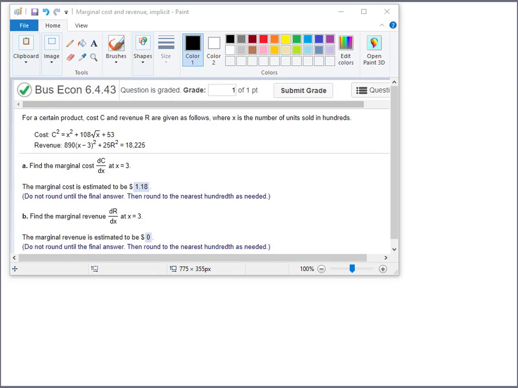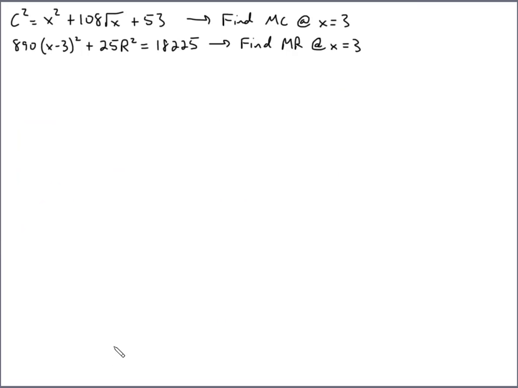Looking at this problem from section 6.4, we're given a cost function and the revenue function. They are both defined implicitly, and we're supposed to find the marginal cost and the marginal revenue when x is equal to 3. So let's do that. So I've got the cost function and the revenue function written here. Let's do A, that's the one that is asking for the marginal cost, so we have to differentiate this implicitly.